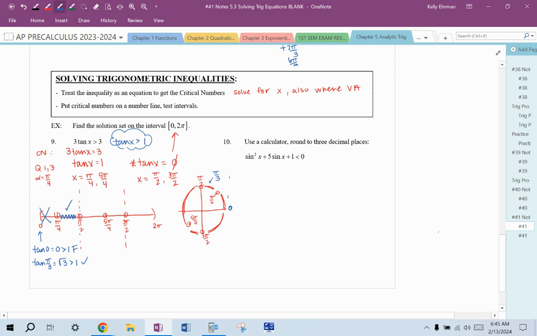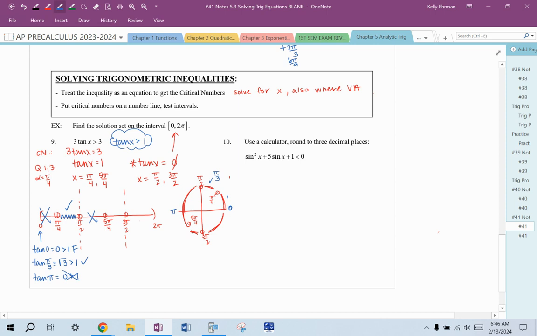Next thing, I have this big range here. I can pick between pi over 2 and 5 pi over 4. So I'm going to pick pi because that's a nice easy number. Tangent of pi, the y over x there is 0. Is 0 greater than 1? No.